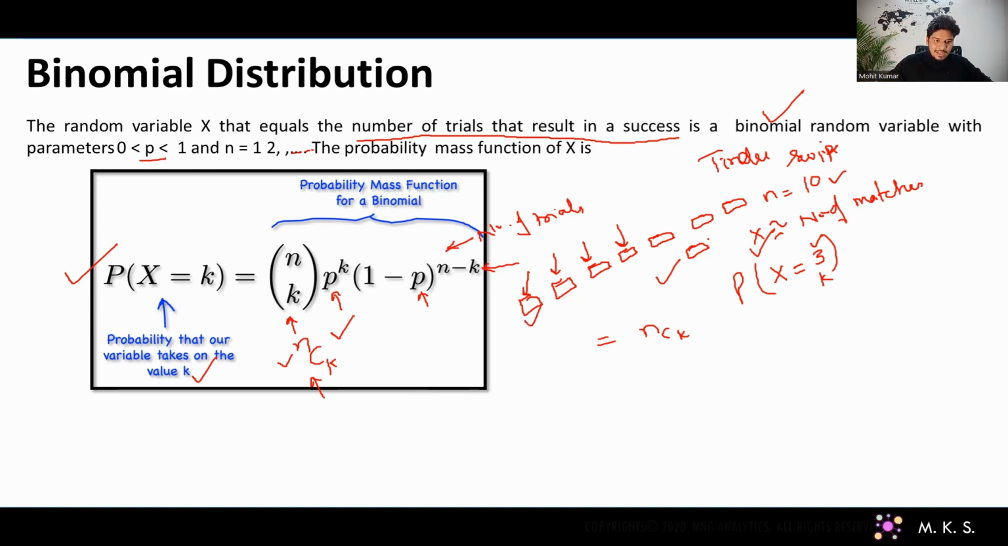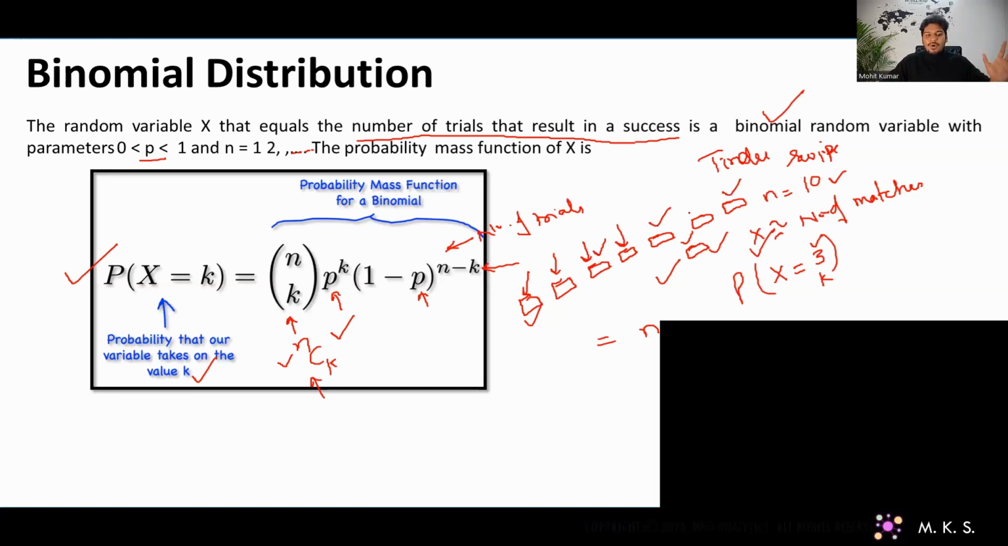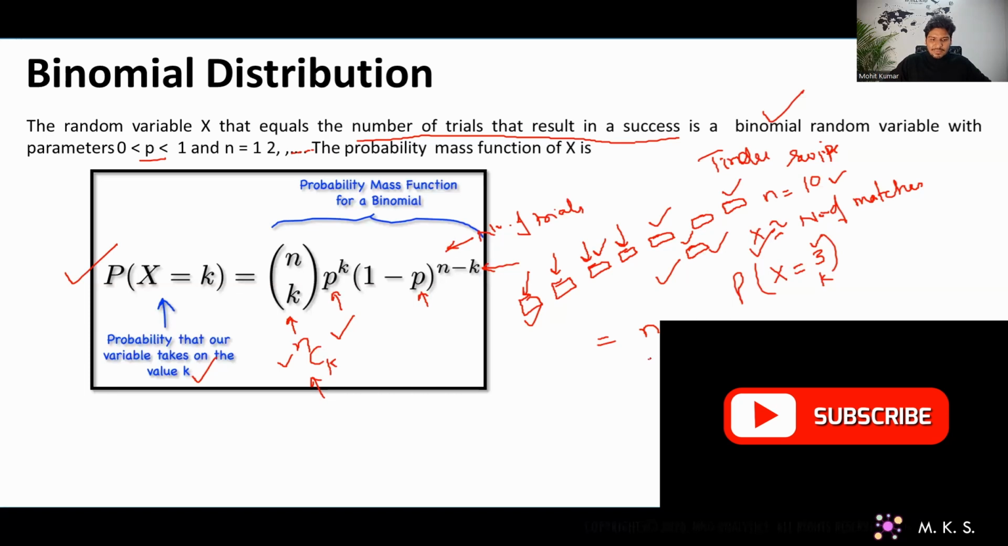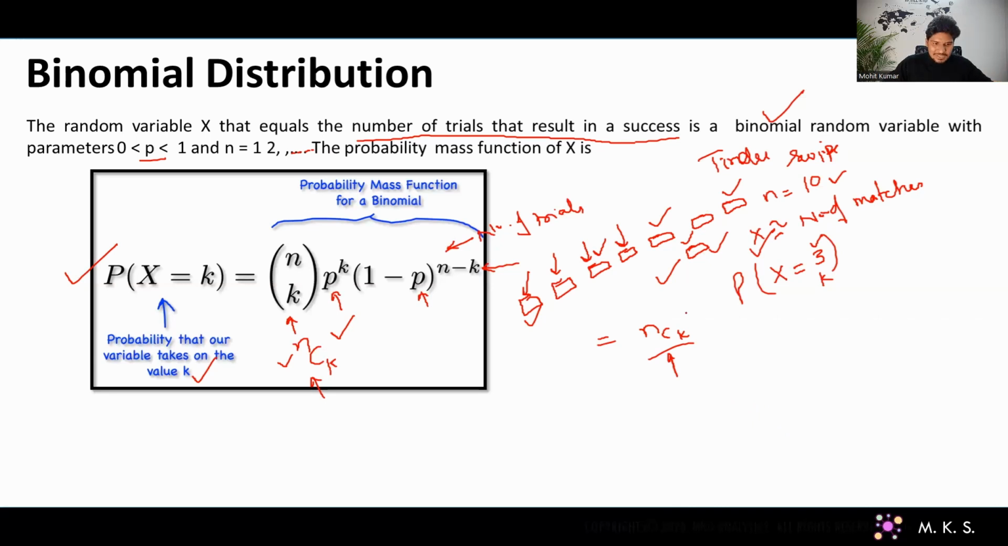Let's say this one, in this and this. These are the 3 matches you got. Or it may happen that this, this and this. Now, there can be any order of this. That's why we have this term: how many possible ways we can extract 3 swipes where we can have the matches, right? I hope this particular part is clear.